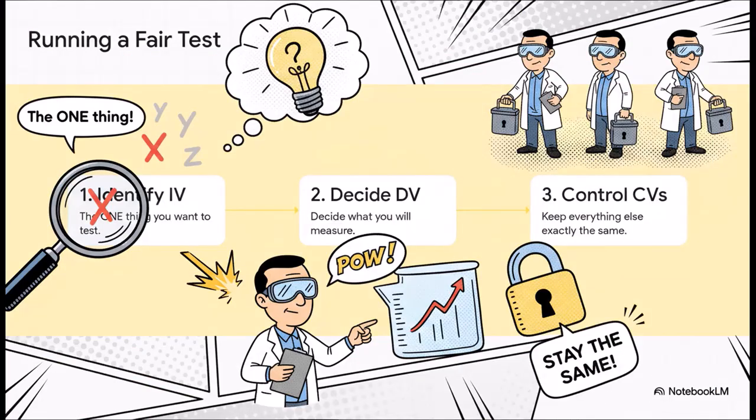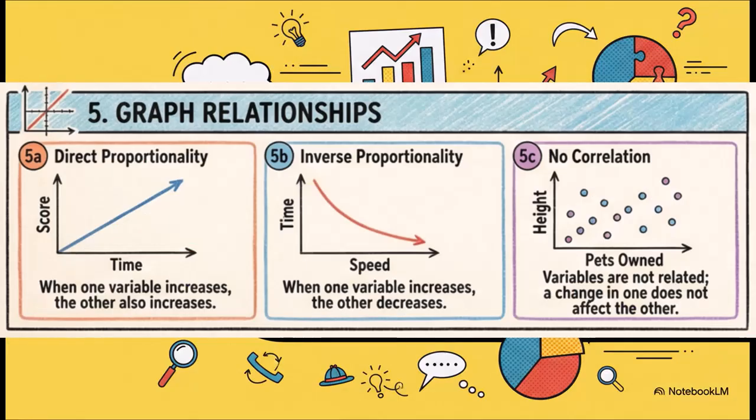So if you want to run your own fair test, the recipe is actually pretty simple. One, figure out the single thing you want to test. That's your independent variable. Two, decide what you're going to measure. That's your dependent variable. And three, this is the key to the whole thing. Keep absolutely everything else the same. Those are your controls.